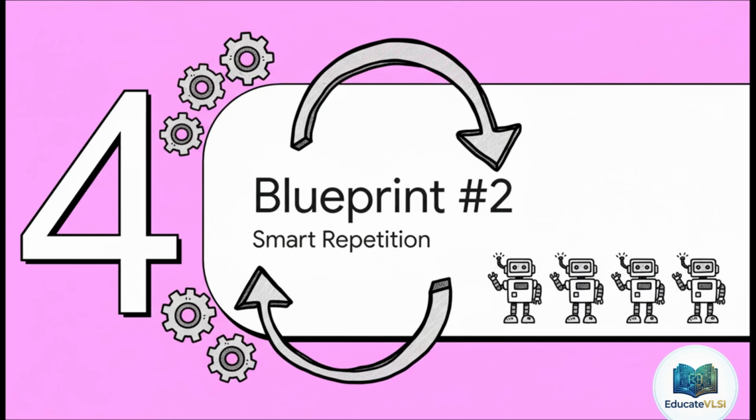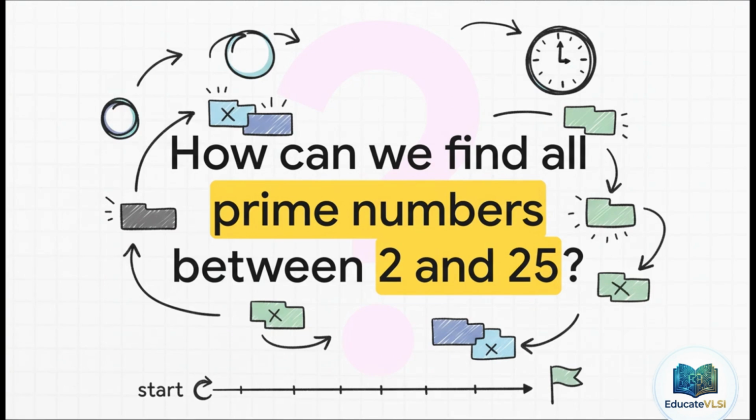Sometimes you need your script to do the exact same task over and over and over again. Instead of writing the code 100 times, we use loops to automate the repetition. Here's a classic programming challenge, finding prime numbers. To solve this, you basically have to run a check on every single number within a certain range. Doing that by hand would be awful, right?